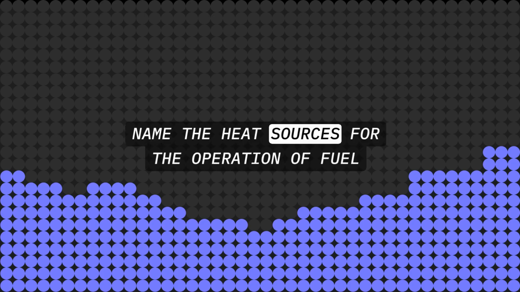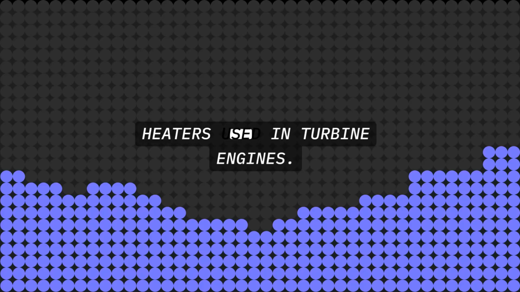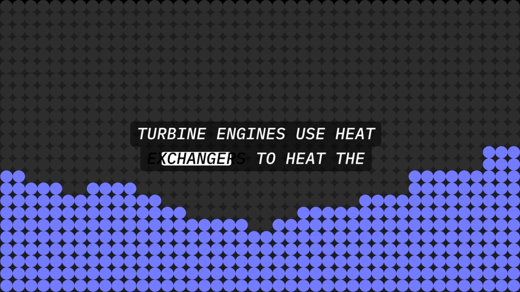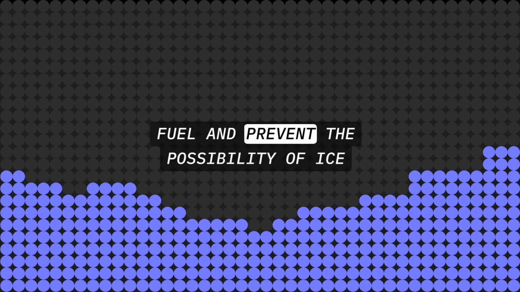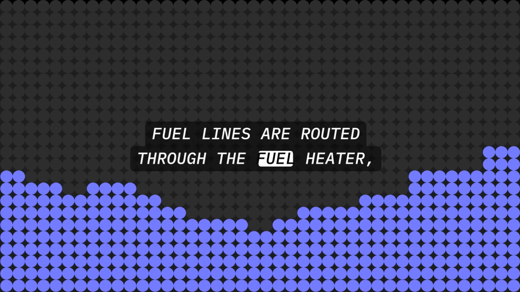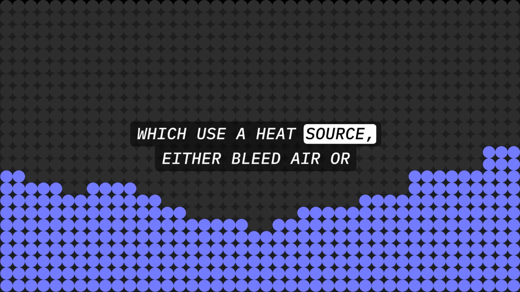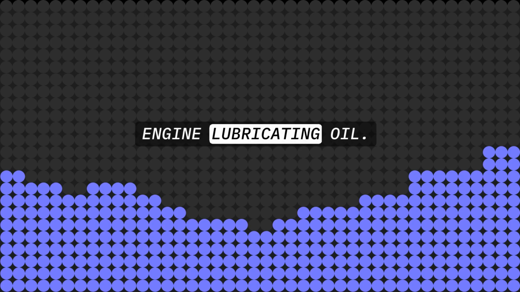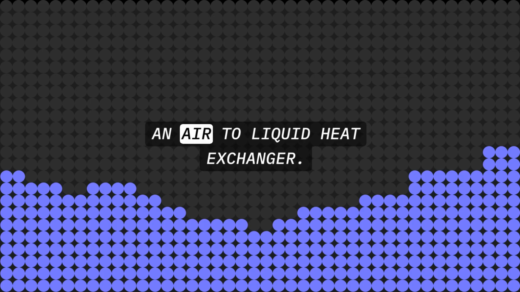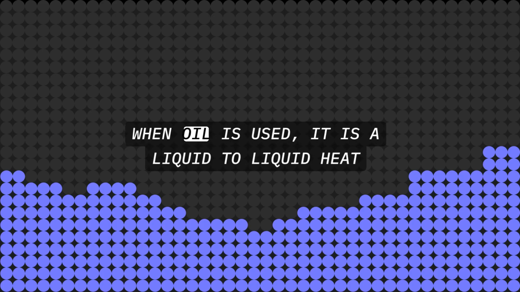Name the heat sources for the operation of fuel heaters used in turbine engines. Turbine engines use heat exchangers to heat the fuel and prevent the possibility of ice crystal formations. Fuel lines are routed through the fuel heater, which uses a heat source, either bleed air or engine lubricating oil. If bleed air is used as a heat source, it is called an air-to-liquid heat exchanger. When oil is used, it is a liquid-to-liquid heat exchanger.